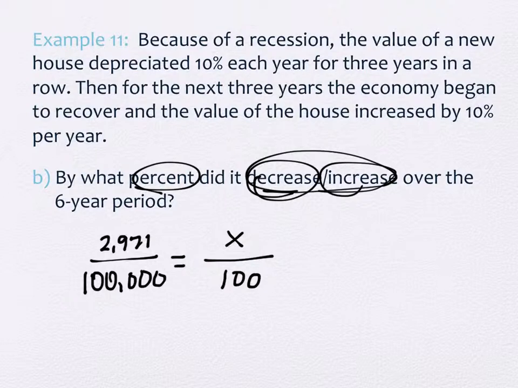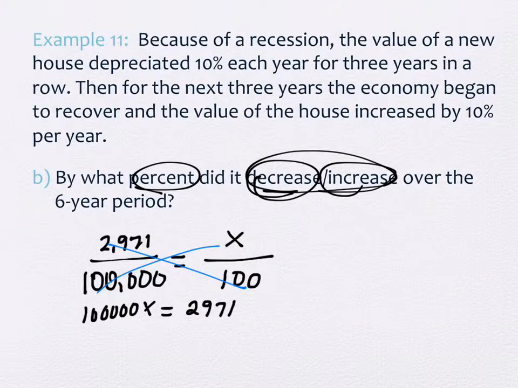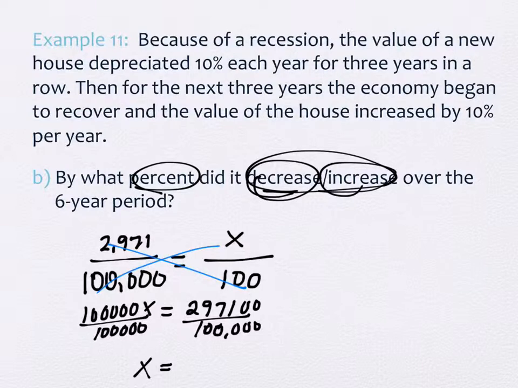So as we solve this then, we're going to cross multiply. So I've got 100,000x equals 297100, and then we'll divide by 100,000. And this is going to give me a percent. What? Yeah, 2.971 or some variation of that. You probably would see it written as 2.8 or 3.0 if you were rounding, but this is fine.